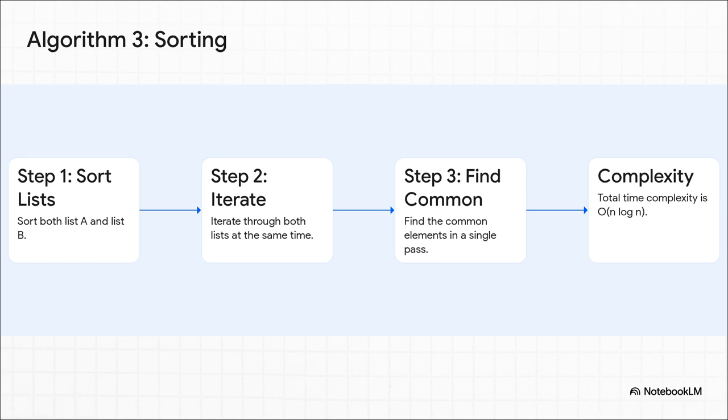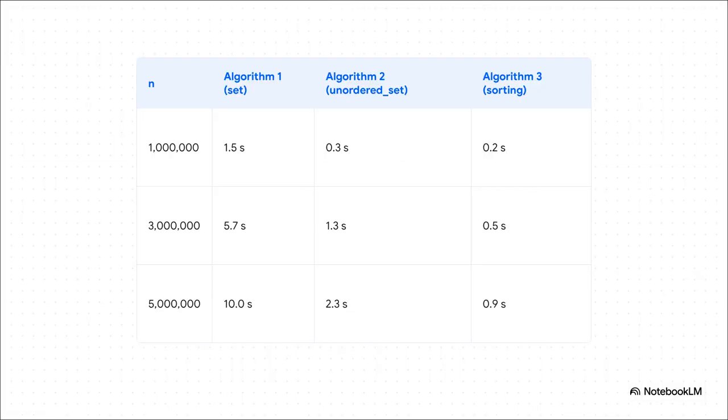The most expensive part of this whole process is the sorting, which is typically O(n log n). So on paper, algorithm 1 with the set and this sorting approach have the exact same time complexity. They should be about the same speed, right? Well, let's look at the actual numbers. The results might surprise you.